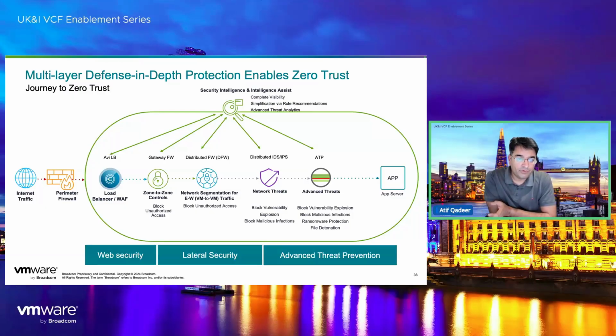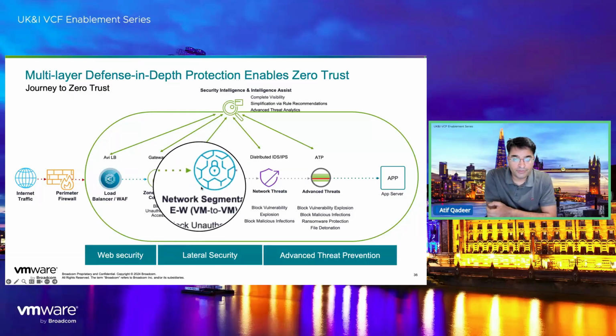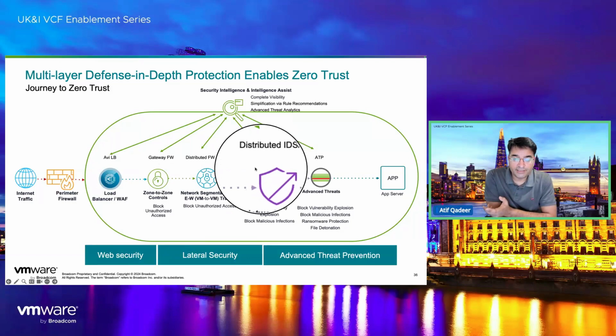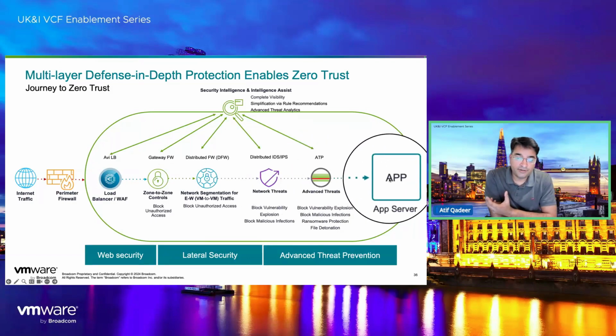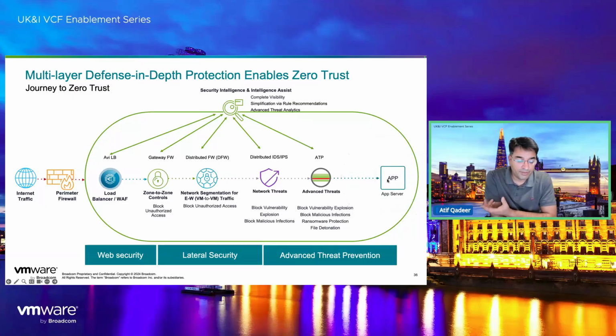So the gateway firewall would provide you with zone-to-zone controls. That is traffic going from your east-west into your north-south top of rack switch. We then have distributed firewall. The DFW will provide you with east-west controls, and then we can augment it with IDS IPS. And that is what ATP basically offers, all centered to protect that application server, which could be a VM container-based ecosystem or a bare metal server.